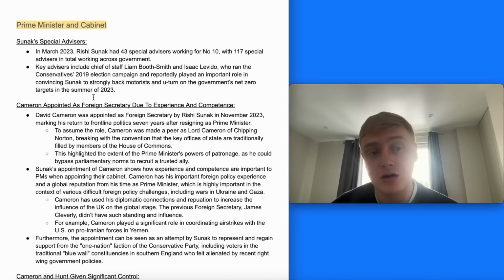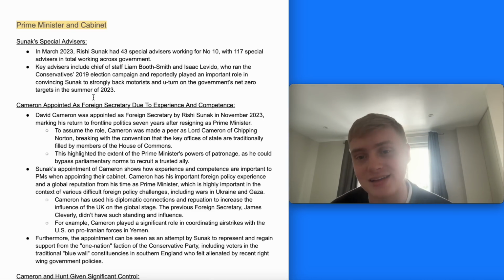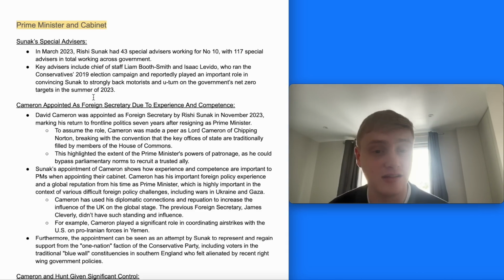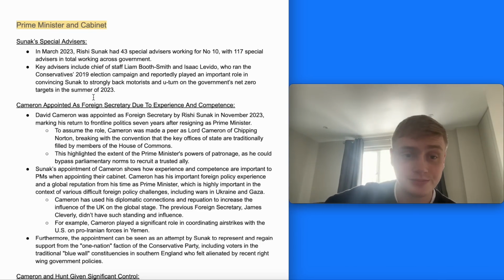Effectively, it can be argued that Cameron was appointed as Foreign Secretary due to his experience and competence, showing why that's a key factor in how ministers are selected. So as I said, he was made Foreign Secretary in November 2023 by Sunak, and he was made a peer in order to do so. And this broke the convention that the key offices of state are traditionally filled by members of the House of Commons. So it highlights the extent of the power of patronage and how it could bypass parliamentary norms.